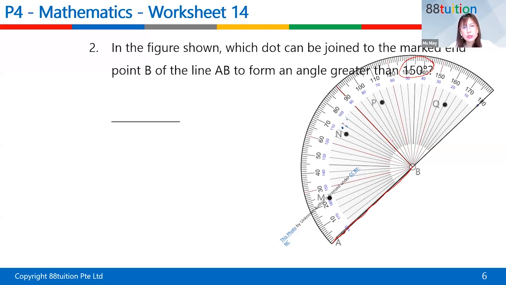So this one is an estimation question, but because it's an estimation question, some of you may not get it. So I actually inserted a picture of a protractor here. Let's say the line is here. We are looking at outer scale because this is the starting line. Starting line starts from 0 here. So it's outer scale. If I want to form 150 degrees, 150 degrees is here. Outer scale. So the closest point to the outer scale is Q. So the answer is Q.